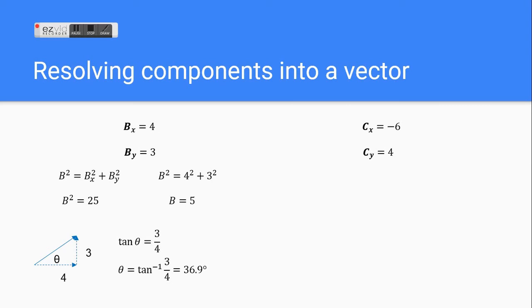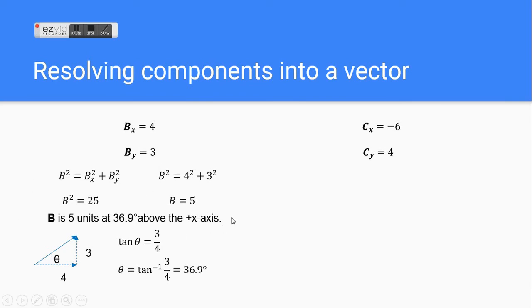Now 36.9 degrees is not specific enough to specify direction, because there's at least 4 angles, and there's probably 8 angles that I could draw with respect to the x direction or y direction that are 36.9 degrees. So I would actually define this as 36.9 degrees above the x-axis. If this is the x-axis, the angle is 36.9 degrees above it. Now you could also say 36.9 north of east as well. So vector B is 5 units at 36.9 degrees above the positive x-axis. So that is resolving this vector from its components.